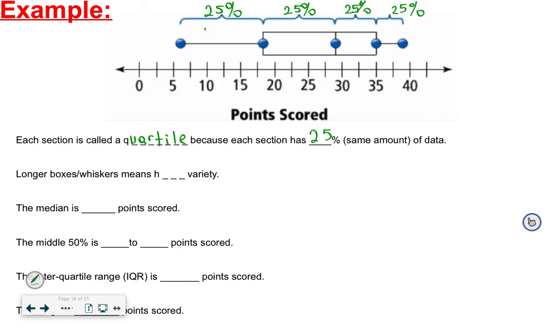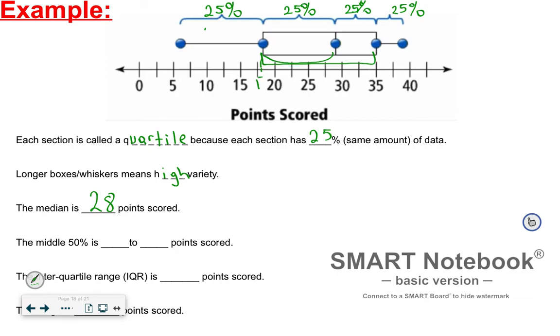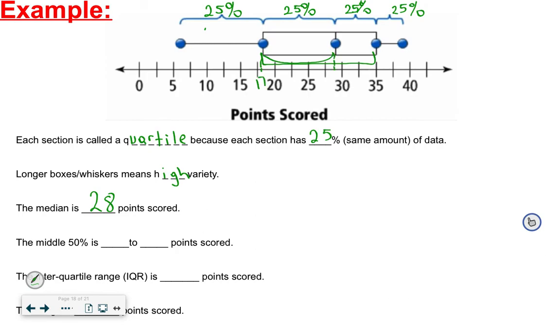Longer boxes, whiskers means high variety. In this part, this is the whisker, which means that high variety. What is the median? Median is close to 30, about 28 points scored. The middle 50% is, the middle is here. What is that? Between, let's say, 17 and, what is that? 28. 17 and 28 points scored.